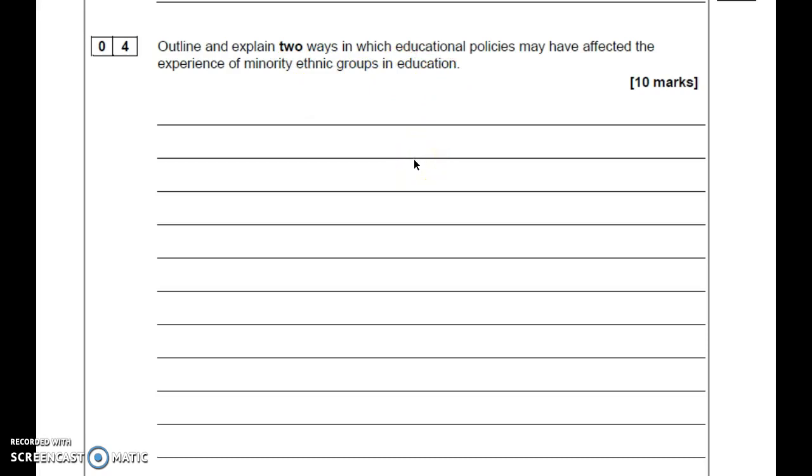If I remember rightly, some students wrote about the National Curriculum 1988 and how this impacts ethnic minorities because it is ethnocentric and it marginalises the experience of black ethnic groups in particular, and their achievement tends to be lower. So you could have written about any of those. And just remember that there are no marks available for evaluation. The marks come from analysis.